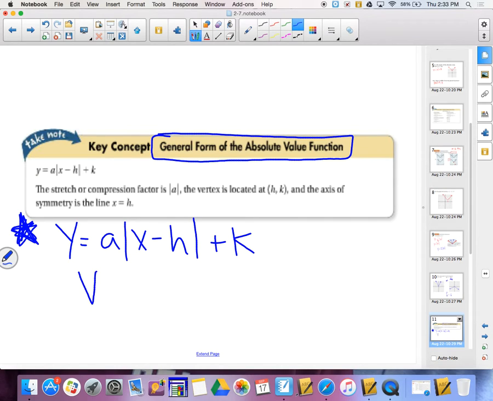Another thing. What if I have a graph and I want to find the vertex? How do I determine where the vertex is? Well, by this formula right here. The vertex is always going to be h and k. So if I'm looking at this formula up here, h and k are going to be my vertex.